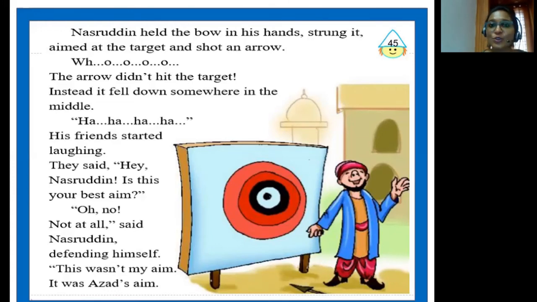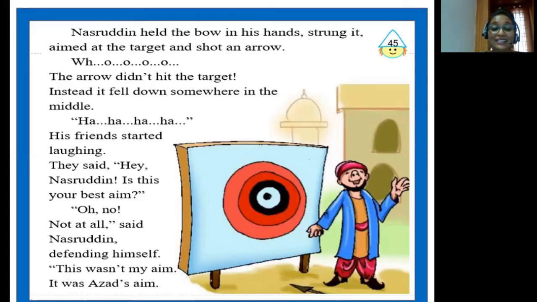And to this, Nasruddin replies, "Oh no, not at all," said Nasruddin, defending himself. "This wasn't my aim. It was Azad's aim." Here you will see that Nasruddin does not accept his defeat. He says that it was not his aim. He was just showing his friends how Azad shoots an arrow. Here, Nasruddin takes someone else's name when he missed the target because he didn't want to be insulted by his friends. He wanted to save his skin.